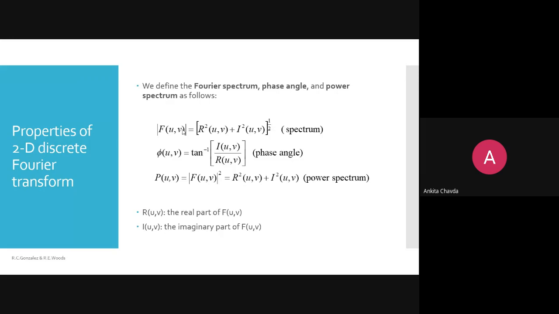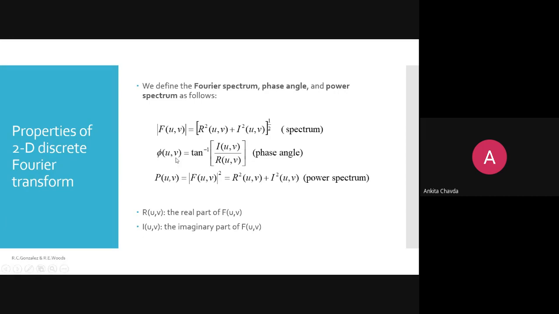The Fourier spectrum, |F(u,v)|, equals R squared of uv plus I squared of uv, raised to 1 by 2. This means the square root of R squared uv plus I squared uv, right? This is how your frequency domain will be represented, and that is one of the properties. Here R and I are nothing but the real and imaginary parts, R for real and I for imaginary.